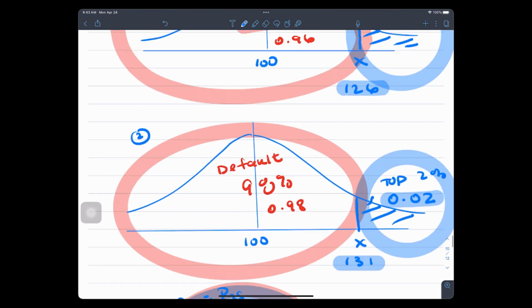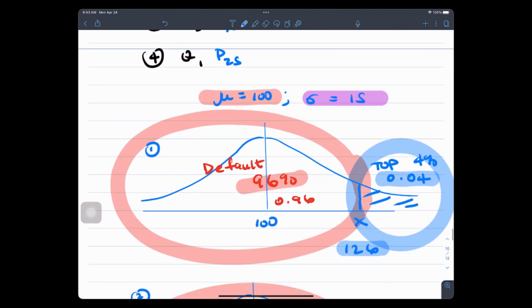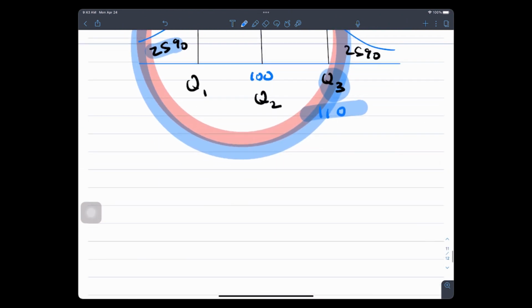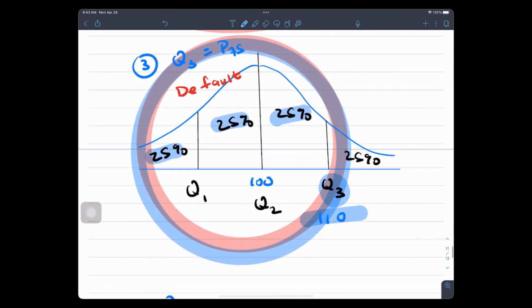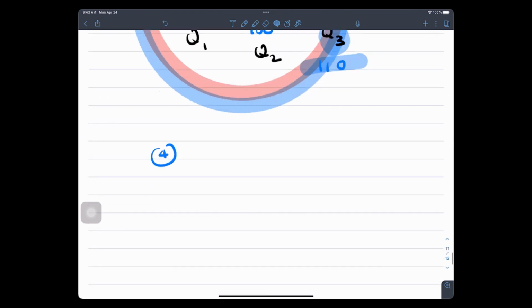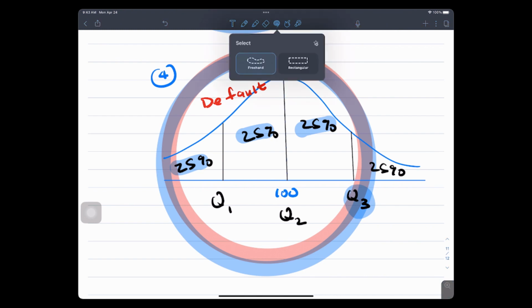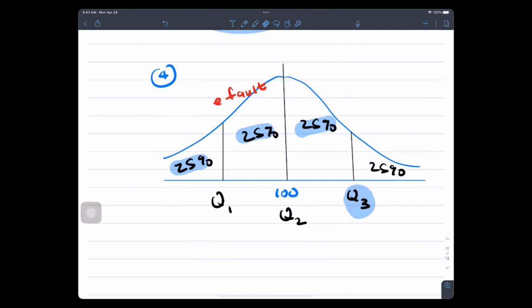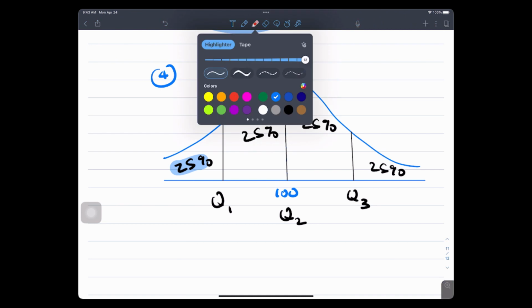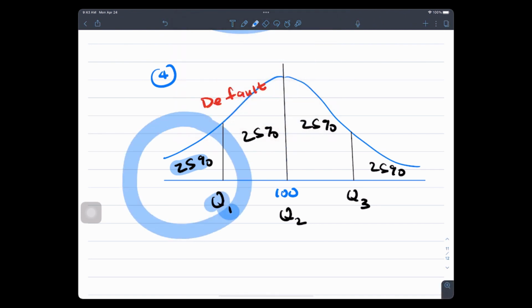So how would you do number 4? Because it says, what's number 4? Q1 is number 4. Right? Which one is this? Number 4. Now, Q1 is right here, isn't it? Which is the same as the what? As the default.